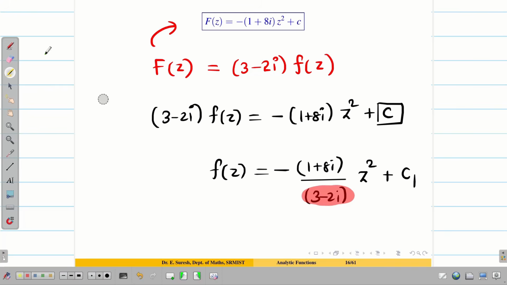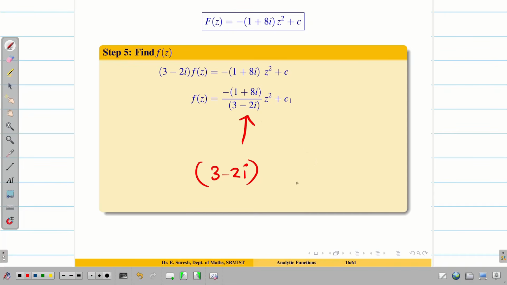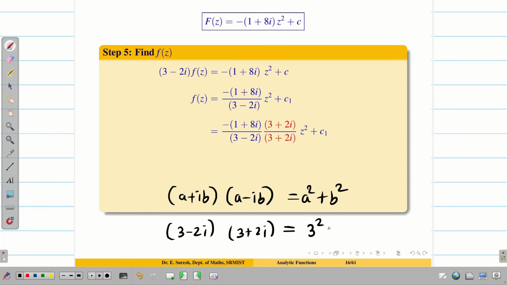Usually we will not keep the complex number in the denominator. So we are going to multiply and divide by the conjugate of 3 minus 2i, which is present in the denominator. The conjugate of 3 minus 2i is 3 plus 2i. So we are going to multiply and divide by 3 plus 2i. We know that (a plus ib) into (a minus ib) is simply a square plus b square. So (3 minus 2i) into (3 plus 2i) is 3 square plus 2 square, that is 9 plus 4, 13. So my denominator is done.